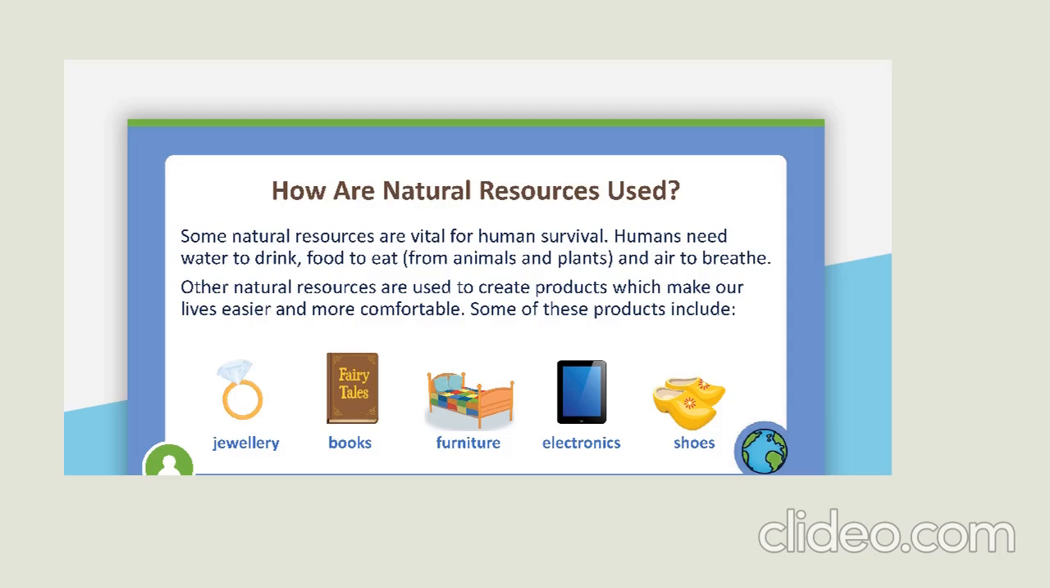Some examples include the shoes you wear, which come from leather, and leather comes from animals. The electronic gadgets that you use are made from metal, and metal comes from the earth. And the furniture that we use comes from trees.